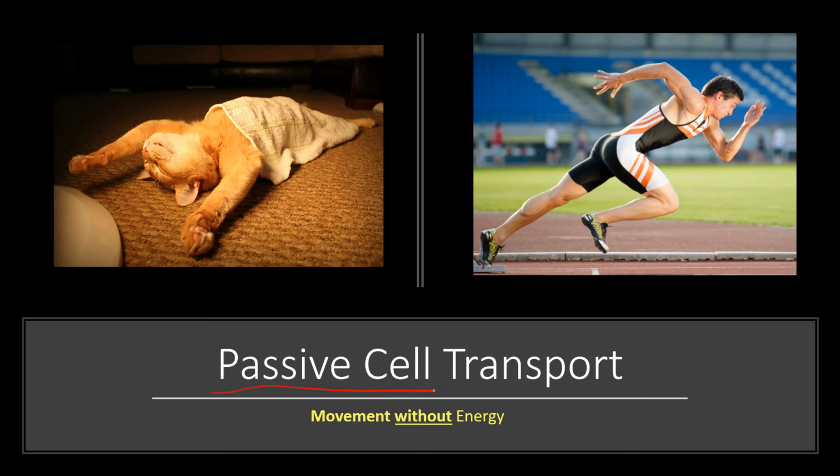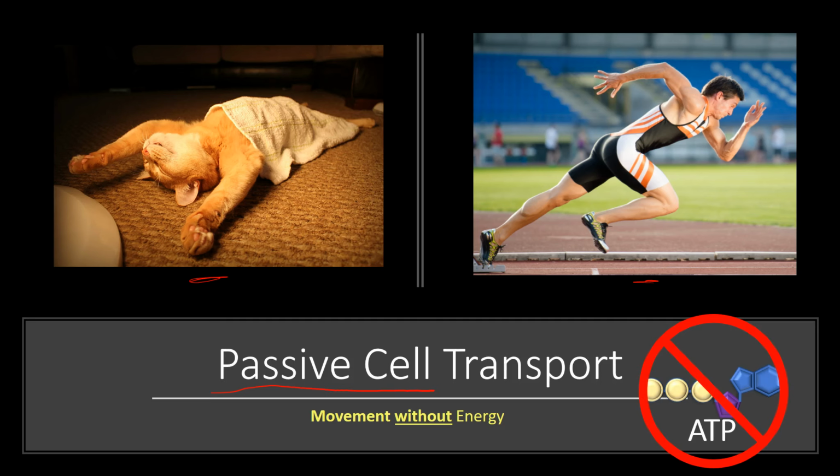Today we're talking about passive cell transport, or basically how cells move things around without any energy. If I take a look at these two pictures and ask you to identify which picture shows an individual being passive, that would be this picture here with the cat. This cat is being very passive, which means it's not exerting a lot of energy. In contrast, this athlete is exerting lots and lots of energy, or ATP. So passive cell transport, again, is moving things around without energy, or without ATP, as we've talked about.